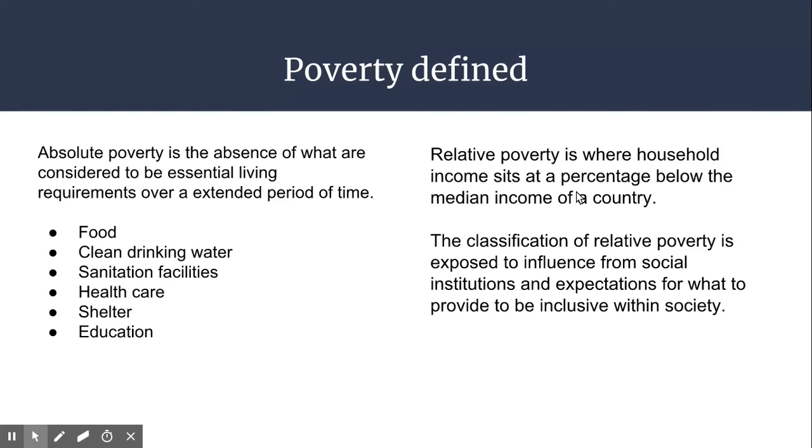Relative poverty is outlined by social institutions and expectations, and as a result is subject to change over time. This is most commonly affected when a household's income is a certain percentage below the median income of a country. In this generation, for example, a family's inability to afford to participate in community sporting activities or have Wi-Fi and a computer in the home could be indicators of relative poverty.